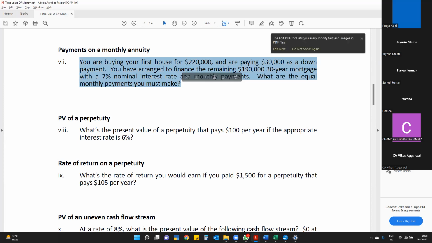I will see if I can copy paste also in the chat. Yeah, I have also copy pasted the question in the chat box. Now please solve the question.